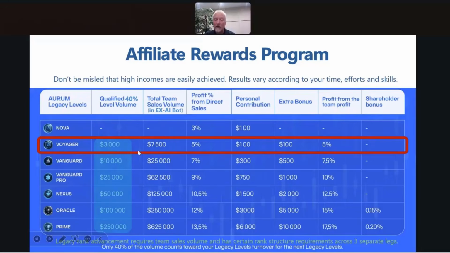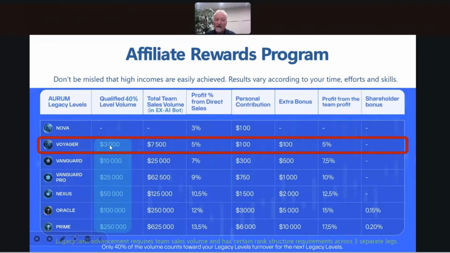I'm basing my education on the total team sales, 7,500. If I told you need 3,000 of legacy volume, people say, what's legacy volume? Well, it's 40% of the whole amount. Well, how much is the whole amount? 7,500. So we don't need to go over here to this column. We can ignore that. But that's what it means. So when you see it in the back office, legacy volume, it's 40%. It's what the software is looking to upgrade you. But what we need is the full value, which is 7,500. Does that make sense?